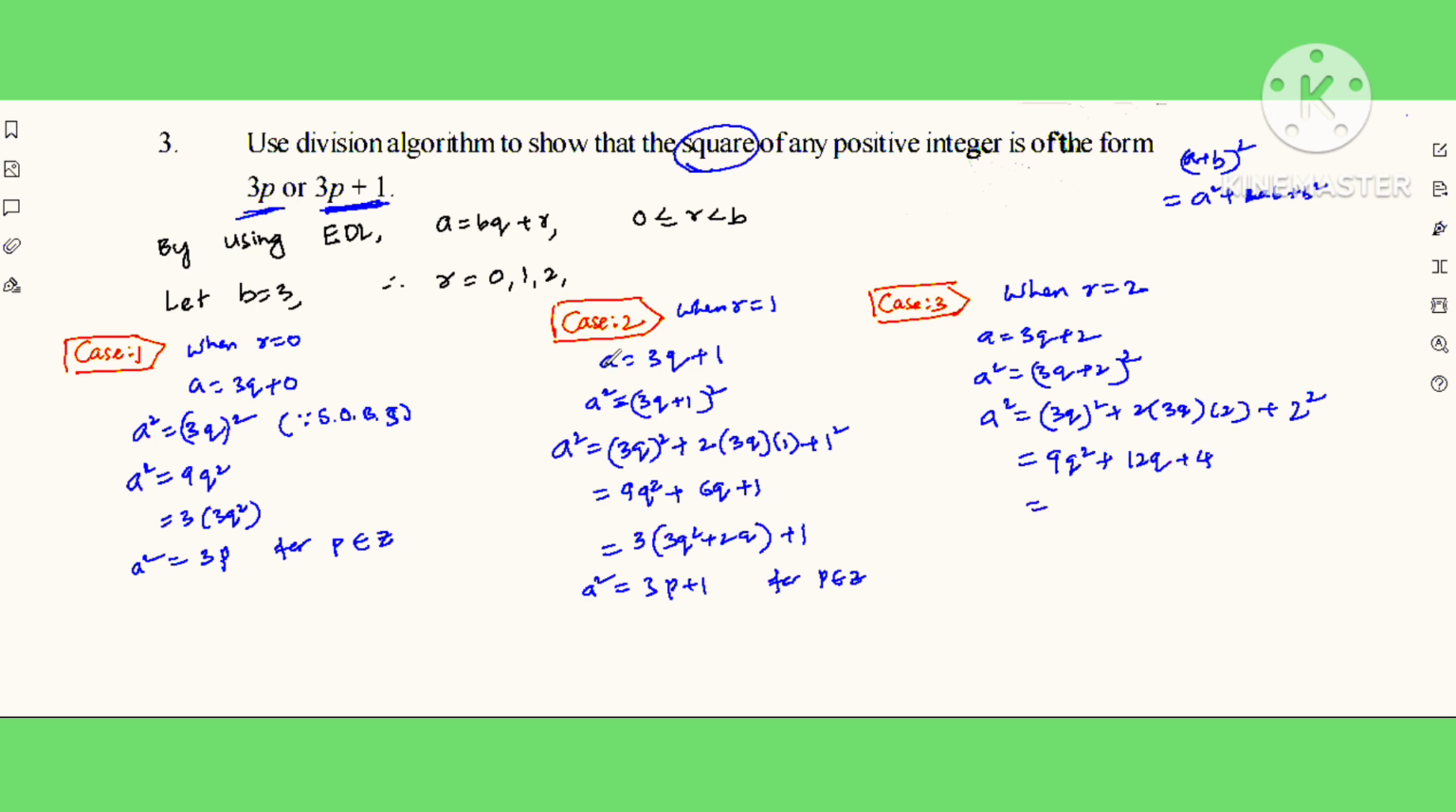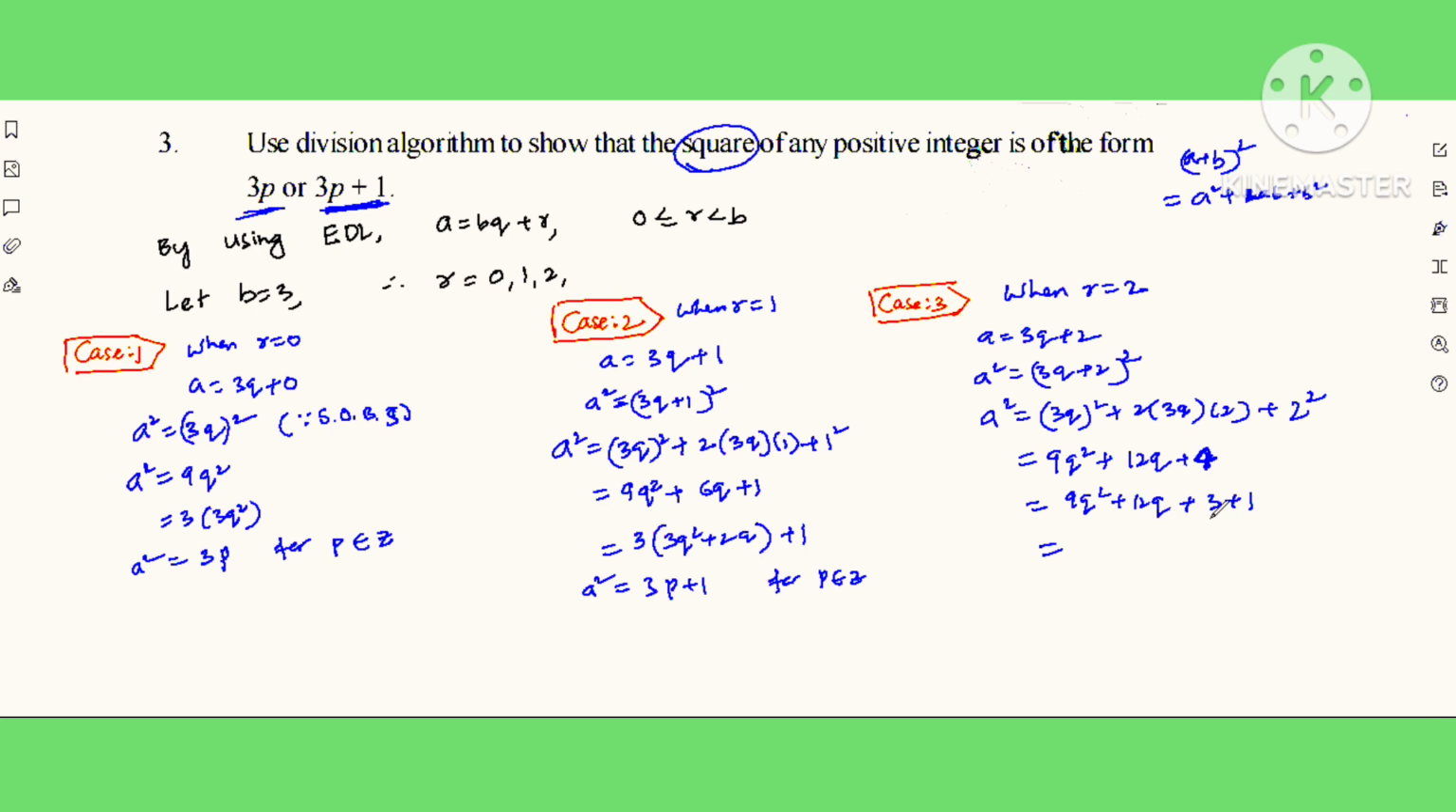Now which form do we get, 3P or 3P plus 1? Here compulsory we have to get 3 common, but with 4 here, we know that 3 will not divide 4. So this 4, how to write? 9Q square plus 12Q plus 3 plus 1, I am writing.